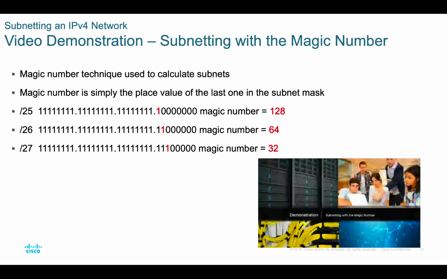Magic number. I'm not a big fan of the term magic number here. I'll be honest with you. It's the number of hosts per subnet. I don't consider that really magical, but Cisco likes to mention it here. So the magic number is simply the place value of the last one in the subnet mask. So if it's a /25, I have a 1, the last one is in this one. The magic number then is 128, so there's 128 hosts in this particular subnet. If I have a /26, which means I have 2 bits in this 4th octet, then it's 64, so there's 64 hosts per subnet, and so on down the line. The last bit of the subnet mask identifies how big the subnets are. So the further to the right it is here, the smaller the size of the subnet, the more subnets may be available.